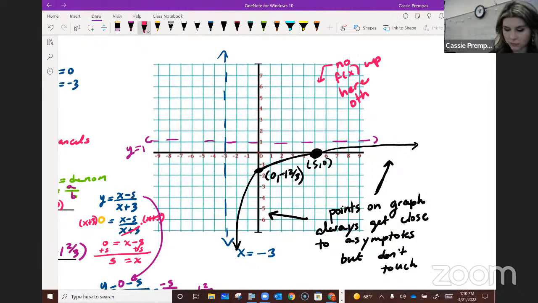Otherwise, it wouldn't pass the vertical line test.